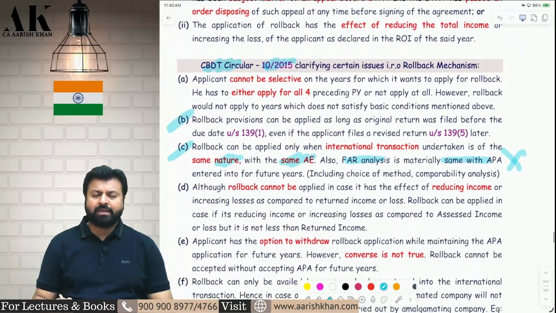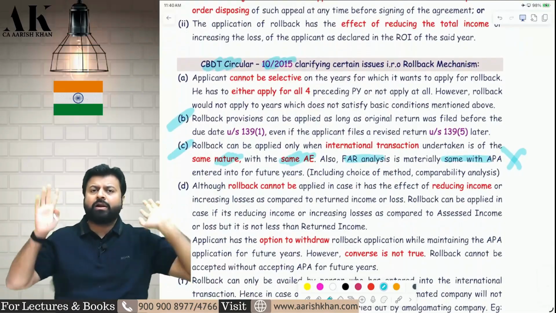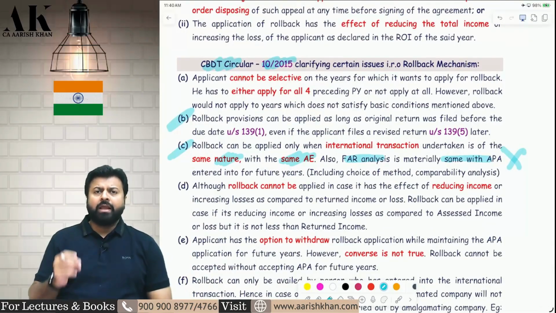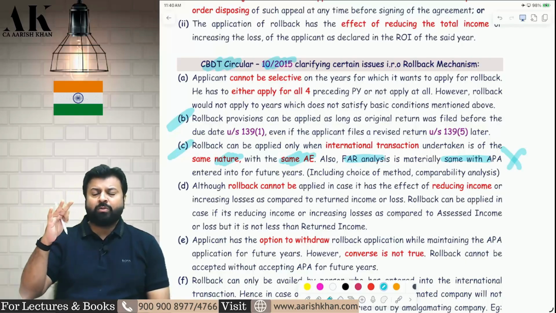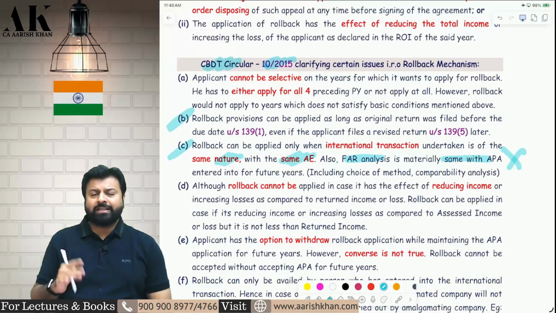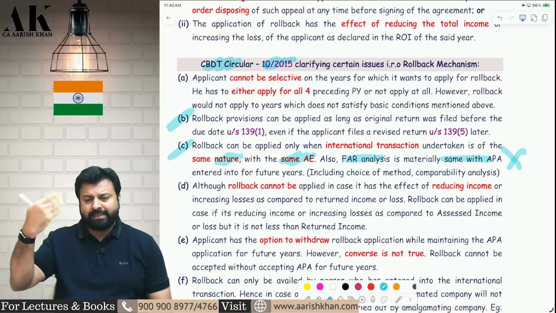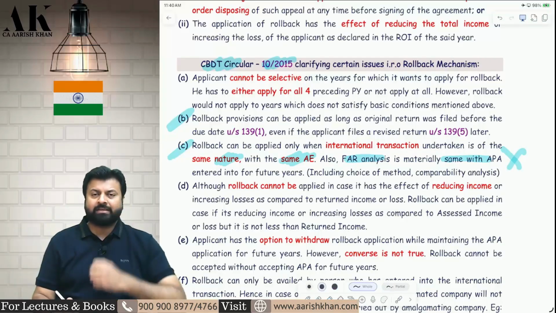Sir, what do you mean by this? Sir, in one of the years, I have not entered into a transaction. The transaction is royalty. In only 3 of the 4 years, we have entered into a transaction of royalty with the same associate entity. In 1 year, we have not entered. Then can I go for rollback of the remaining 3 years? Yes, in that case, you can go for rollback for the remaining 3 years.